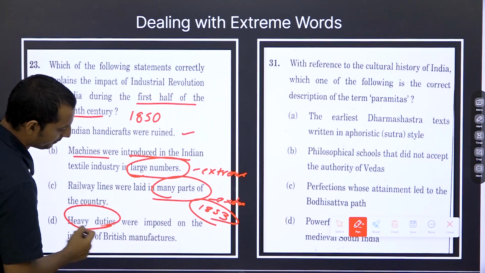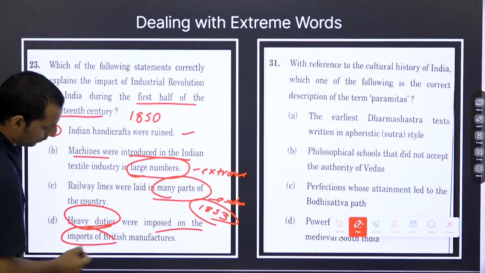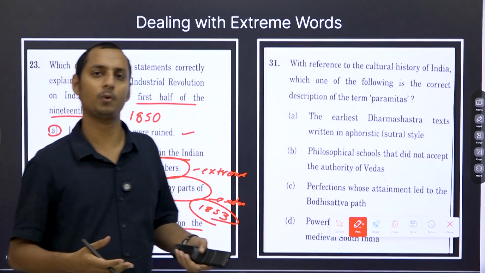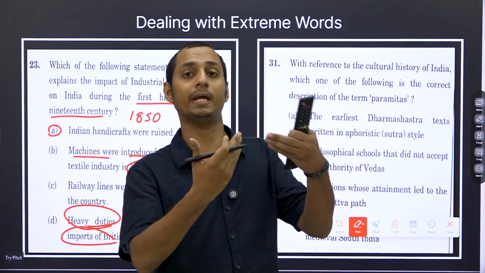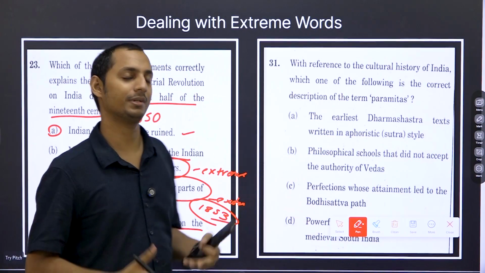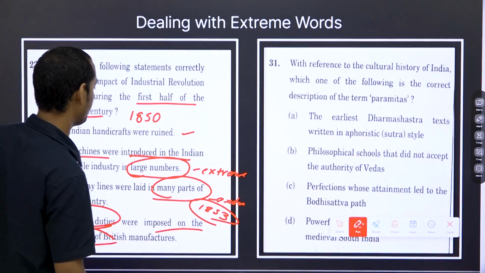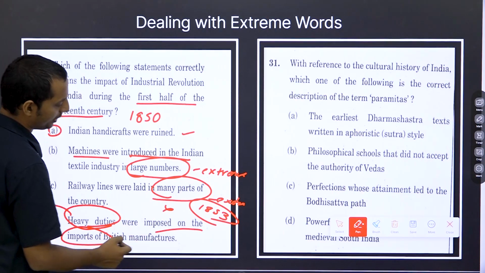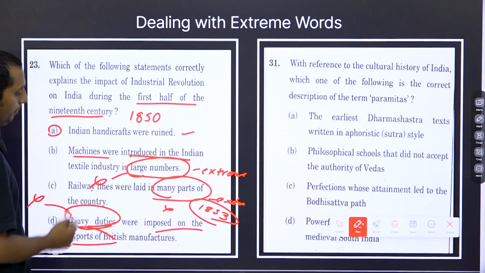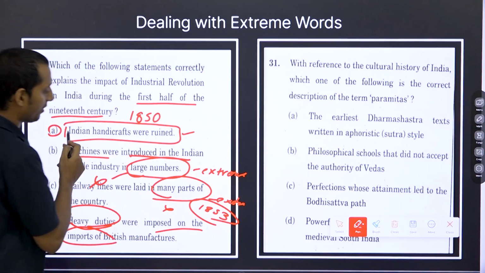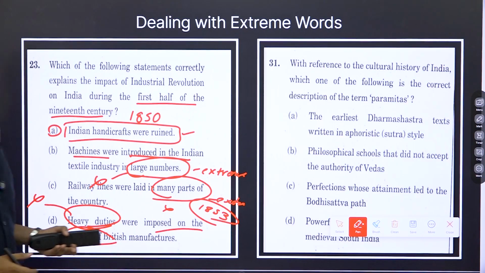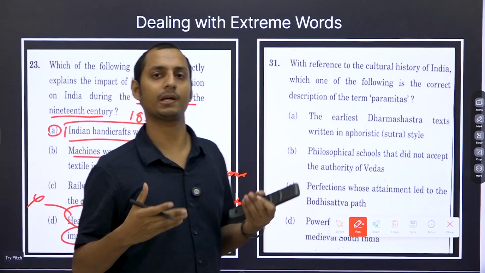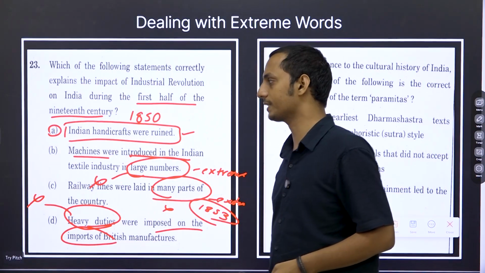Do you think heavy duties were imposed on imports? Why would the British do that? Maybe on exports, they could impose heavy duties. Why would they impose heavy duties on imports? Now, "heavy" is here, which is an extreme word. "Many" is here, which is an extreme word. "Large" is here, which is an extreme word. But in the case of option A, Indian handicrafts were ruined. This is a very general statement. Indian handicrafts were ruined, and UPSC cannot say that they were not ruined. Therefore, option A is the right answer.